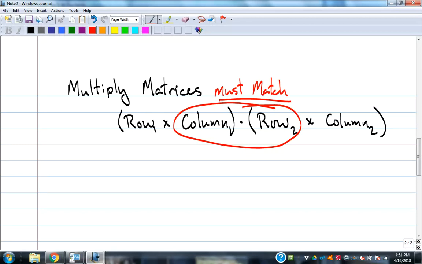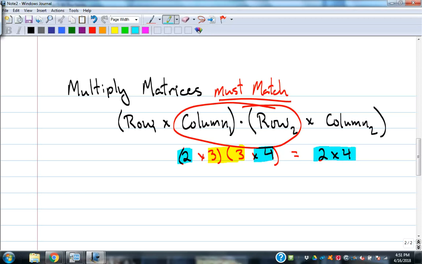So if the first one has 3 columns, the one that you're multiplying it by on the right has to have 3 rows. Okay. So for example, if you had a 2 by 3, in order to multiply it, it's got to be a 3 by something else. It could be a 3 by 4. Because those numbers match, the size of the answer will be 2 by 4. And that comes from these numbers on the outside. That's where that's coming from.